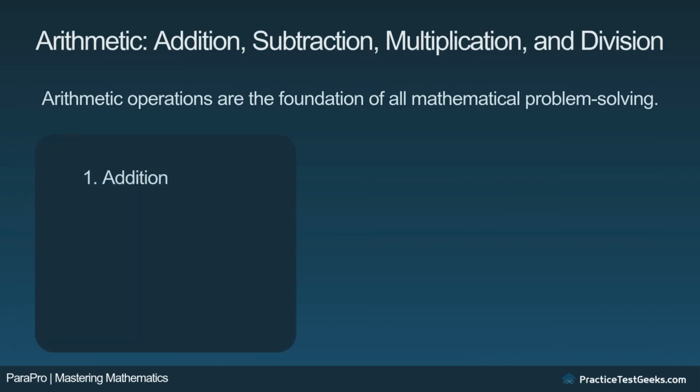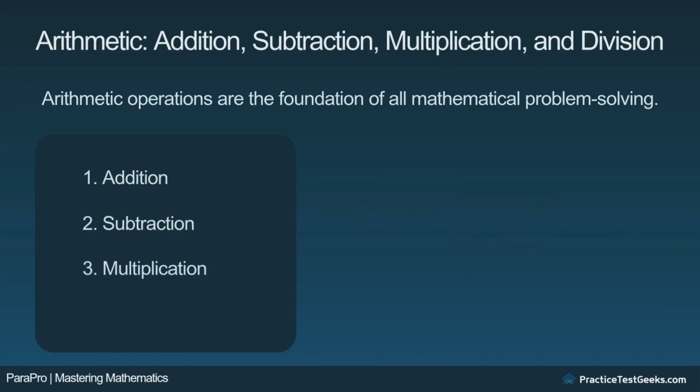1. Addition. Concept. Adding 2 or more numbers together to find the total. Example. 47 plus 28 equals 75. Application. Adding up the cost of items in a shopping cart, calculating total scores in a game. 2. Subtraction. Concept. Finding the difference between 2 numbers by subtracting one from the other. Example. 65 minus 29 equals 36. Application. Calculating the remaining balance in an account, finding the difference in time.